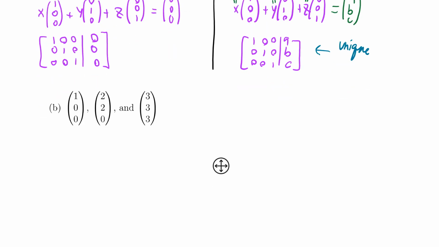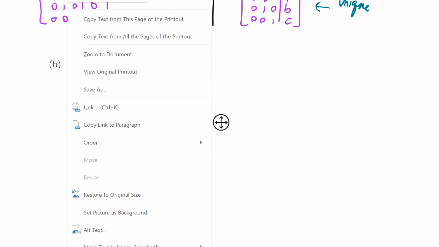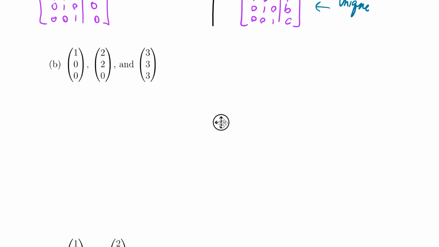Okay, so let's move on to the next one. So I need to check if these three guys are linearly independent. I'm just going to shorthand it as independent, and I need to check if they span R cubed.